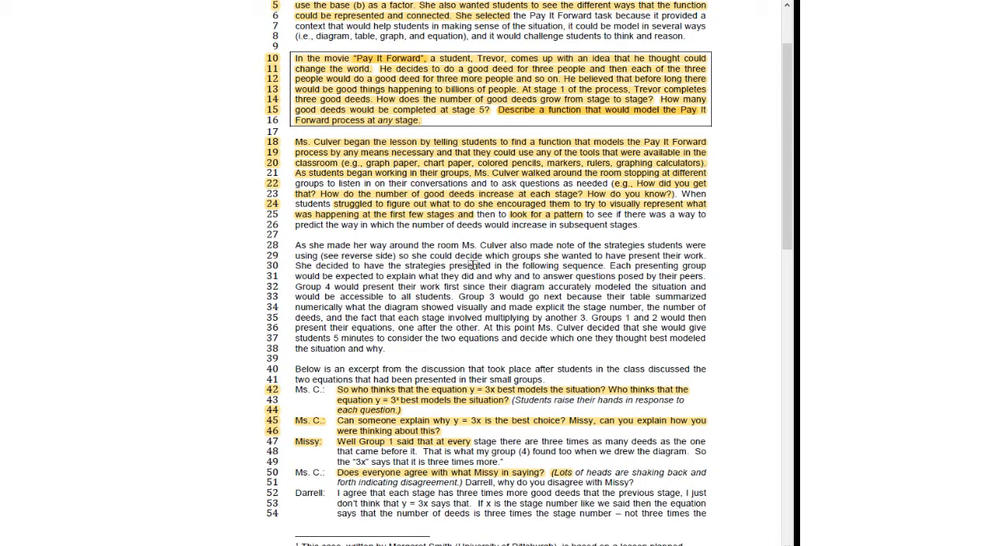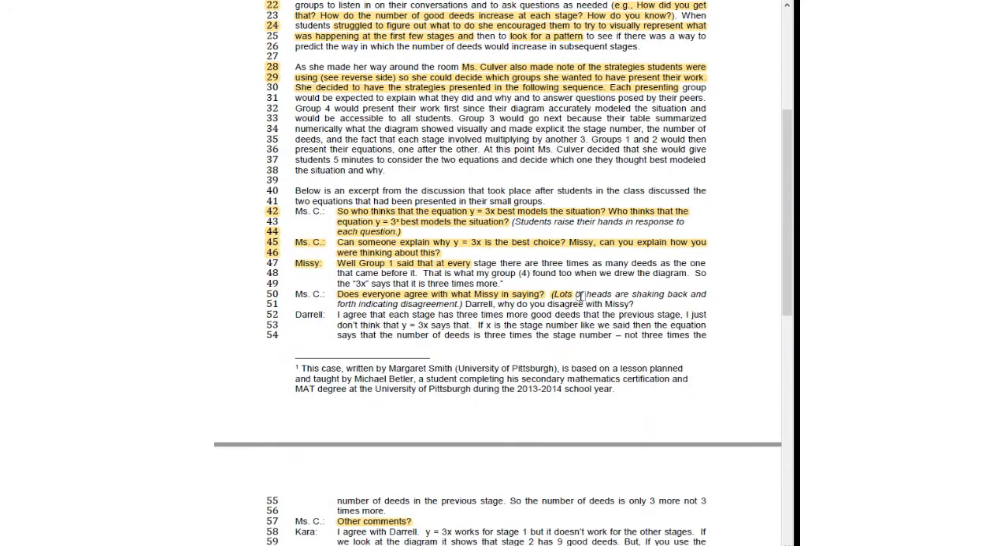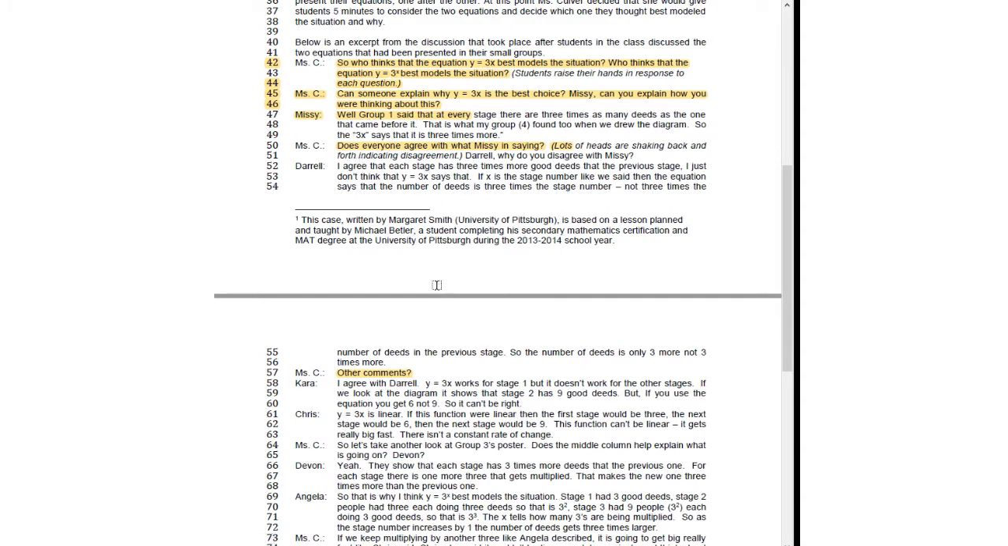But something else she did, as she was going around the room, she made note of the strategies that students were using so she could decide what groups she wanted to present and the order they were going to present. And she expected her students to be able to explain and defend their reasoning in front of the class. Now let's look at what she did in the whole class discussion. She used purposeful questions not only to elicit student thinking, but also to generate mathematical discourse.